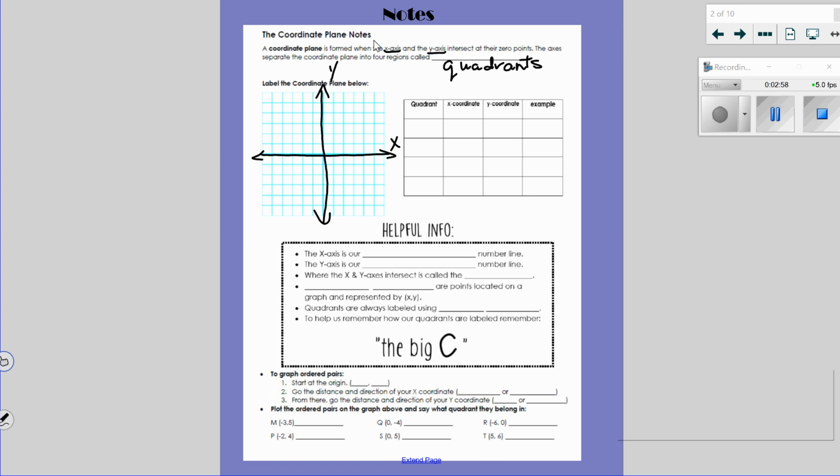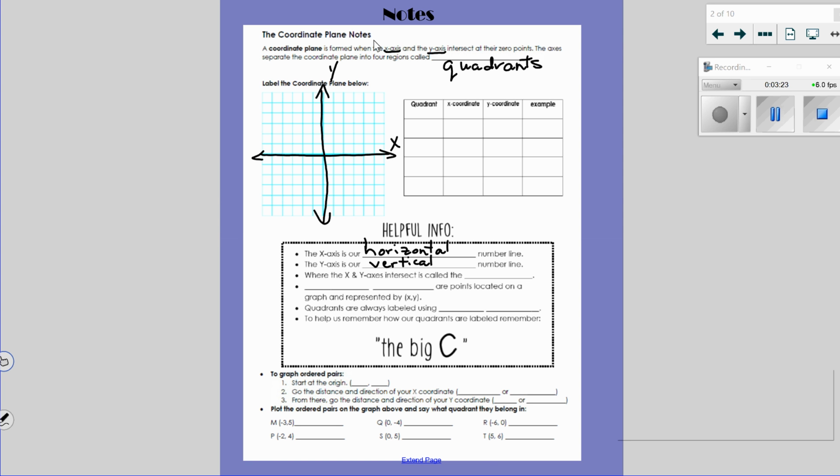Yes, Emma? My teacher last year taught me that you could do for Y yo-yo, which goes up and down. Yep, the Y yo-yo goes up and down. So the X-axis is our horizontal number line. And the Y-axis is our vertical number line.